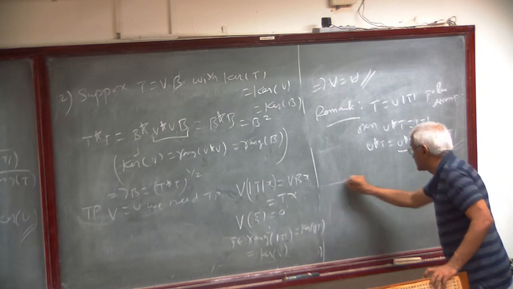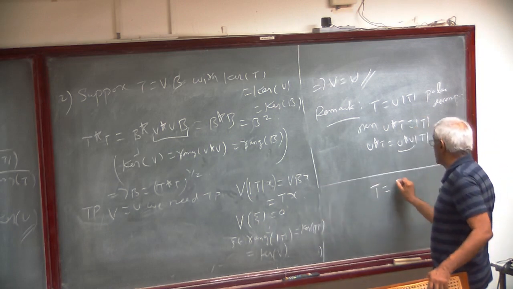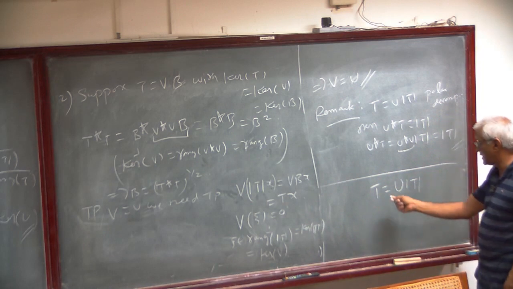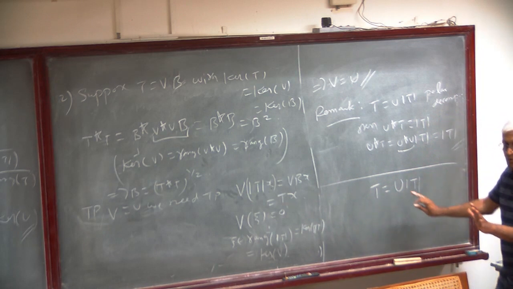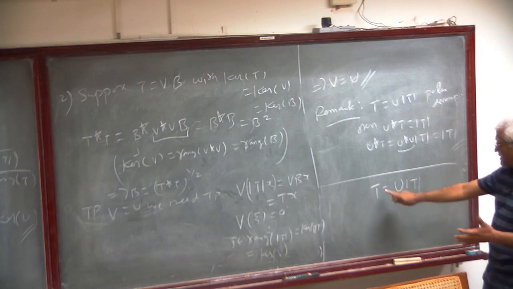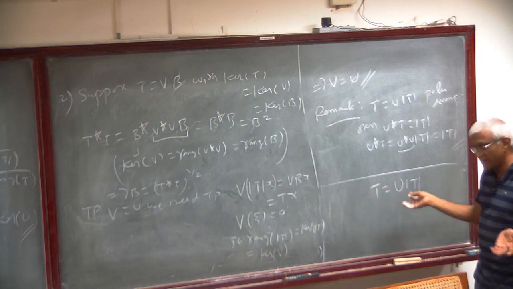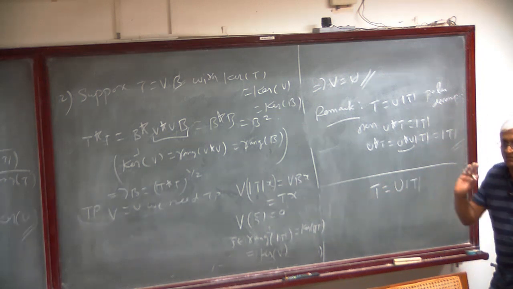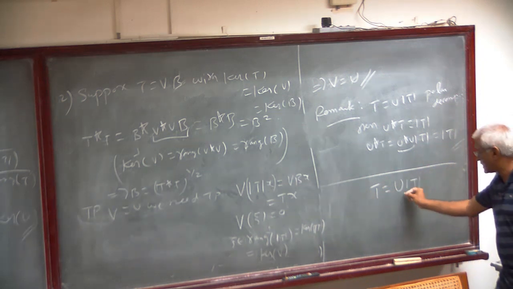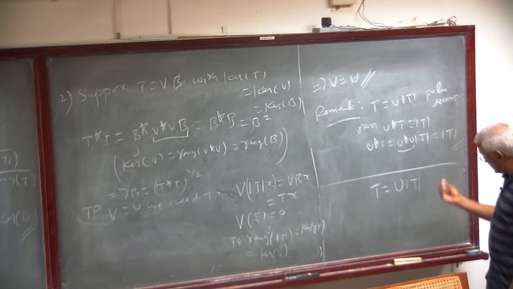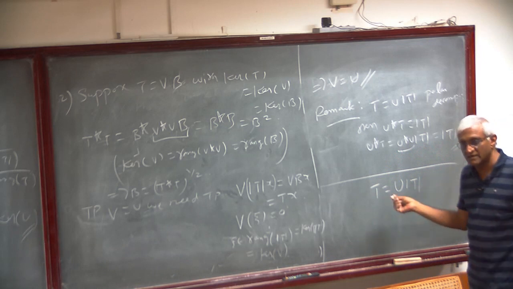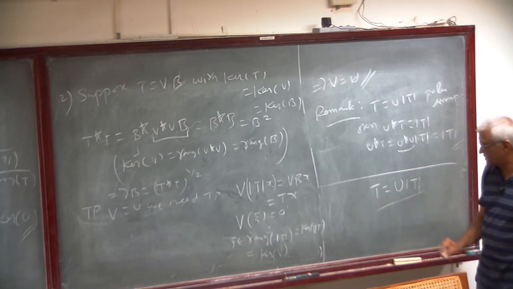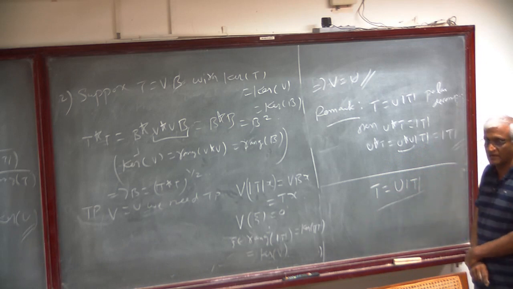What I am saying is, T can be written as a unitary times |T|. When you can write it like this, this is not the polar decomposition. T need not be invertible. If T is invertible, U is unitary, that is clear from the polar decomposition. But even without that, you will be able to write it like this, with this unitary and this |T|.